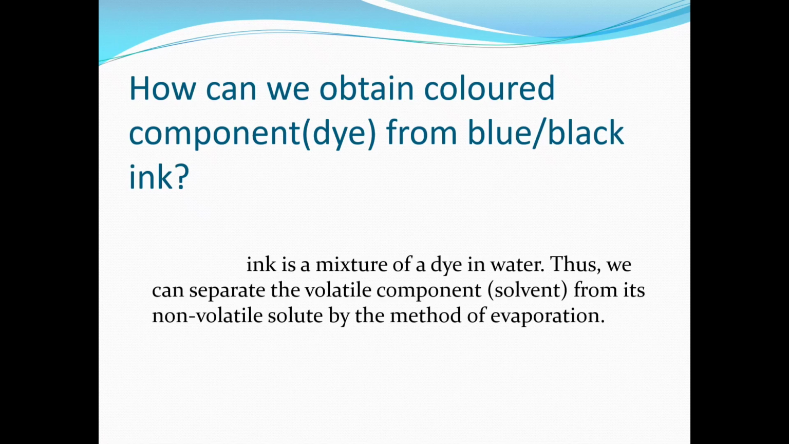Here, one component is volatile and the other is non-volatile. When a mixture contains both volatile and non-volatile components, heating will vaporize the volatile component. So we can get a single component from that mixture.